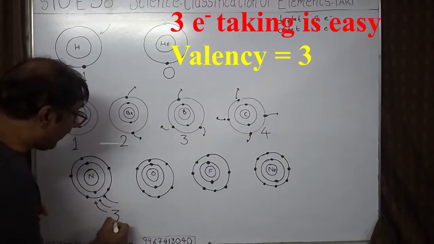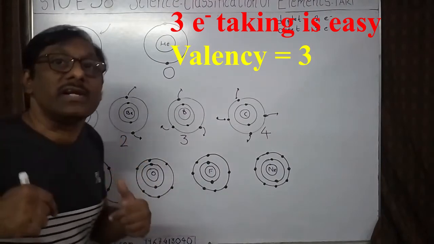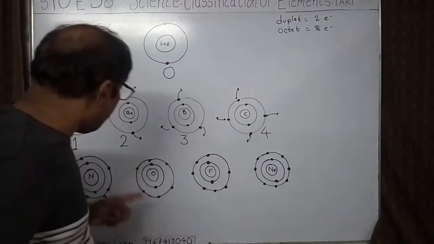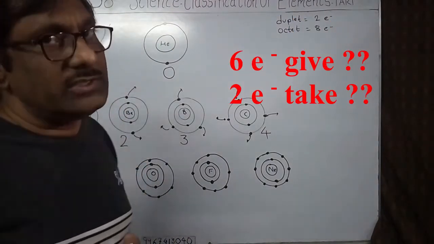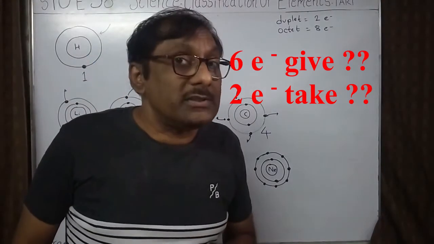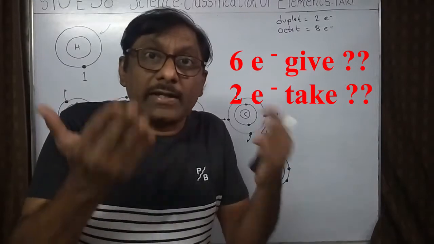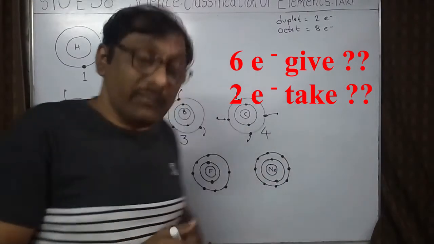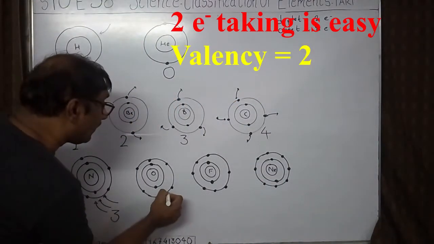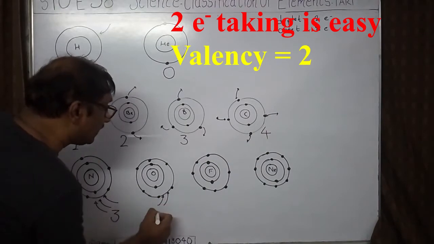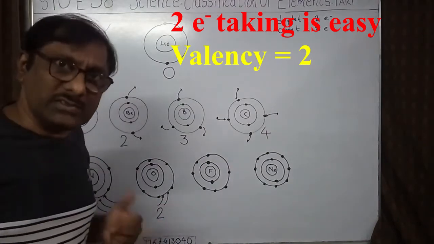But still, the valency will be 3 because it has borrowed 3 electrons. Okay? Now look at oxygen. It has 6 electrons in its outermost orbit. Now 6 plus how much is 8? Of course 2. Therefore, it will give 6 or take 2. Easy. It will take 2 and hence its valency will be 2 because it has taken 2 electrons from someone to make 8.